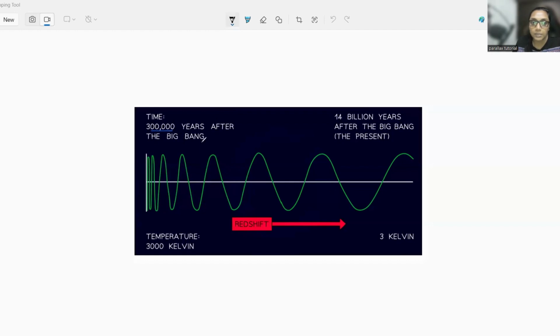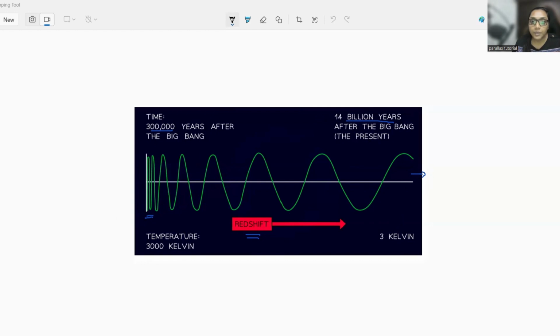When the Big Bang happened, the radiation must have been like this: very high energy, high frequency, low wavelength. Over the period of 14 billion years, the wavelength has increased, and now it is in the microwave region. This is called redshift. So I hope I have explained a bit of redshift also to you all, and I hope this was clear.